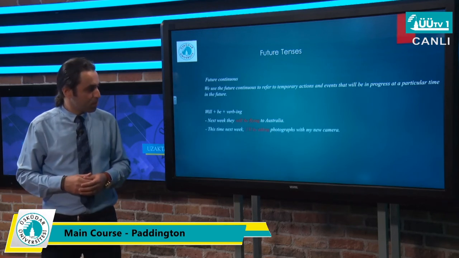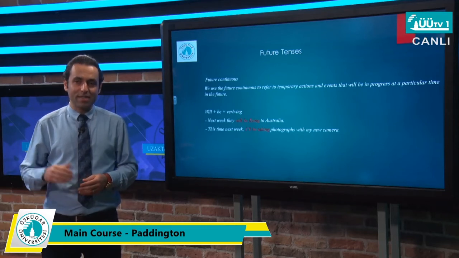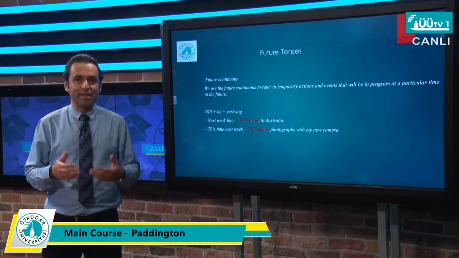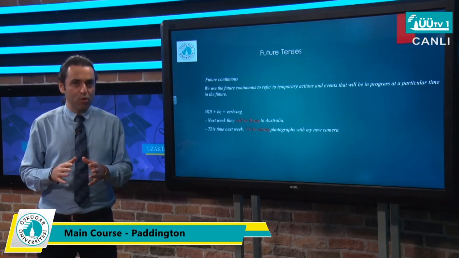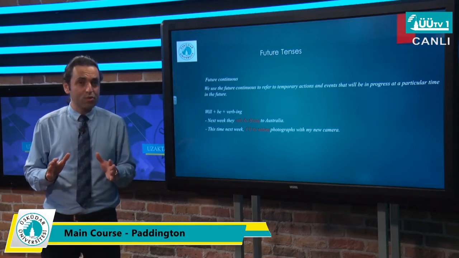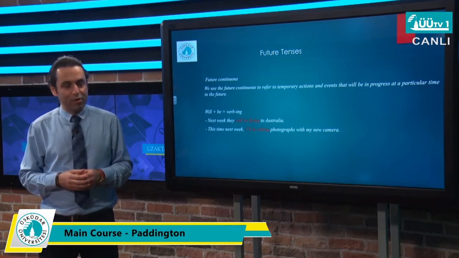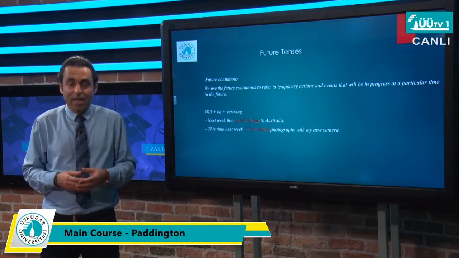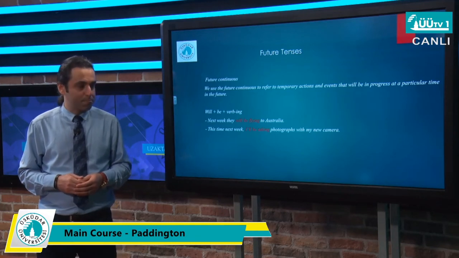Next one. This time next week, I'll be taking photographs with my new camera. Imagine I'm a very professional photographer, and I have ordered the latest version of a camera that exists in the market because I want to expand my career and business. And I'm so sure, because I have already ordered, and there is a response that they will give it to me next week. So I am so sure about it, I repeat. That's why instead of will and, let's say, going to, I use future continuous. I am so sure that next week I will start taking photos with my new camera.